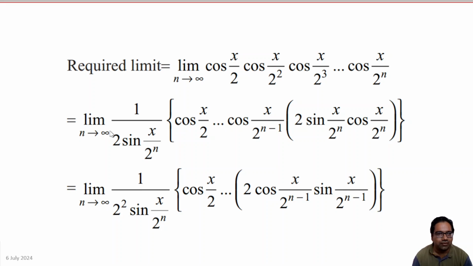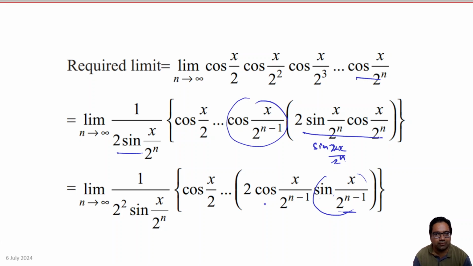So for example, this term we are multiplying with 2 sin(x/2^n) and dividing by 2 sin(x/2^n). So this entire part will become sin(x/2^(n-1)). Sin 2θ is sin(2x/2^n), and 2/2^n becomes 2^(n-1). Now this part will attach to the next term.